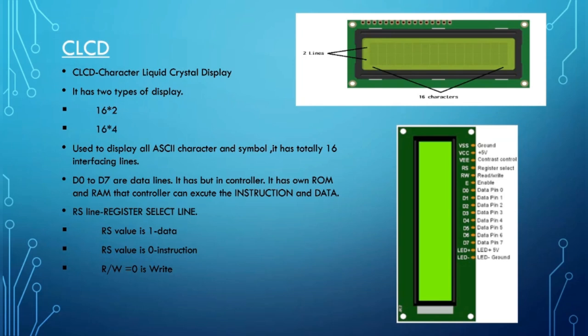CLCD is defined as character liquid crystal display. It has two types of display: 16x2 and 16x4. RS line, register select line. RS value is 1 for data, value is 0 for instruction, and read/write value 0 is write.